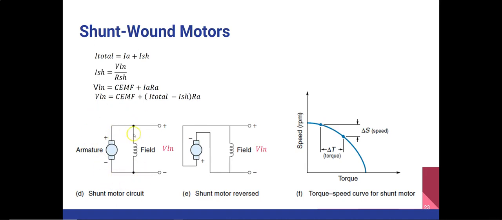So these DC shunt motors are able to maintain a constant speed regardless of the load on the motor. And because of their self-regulating speed capabilities, these DC shunt motors are ideal for applications where precise speed control is required.